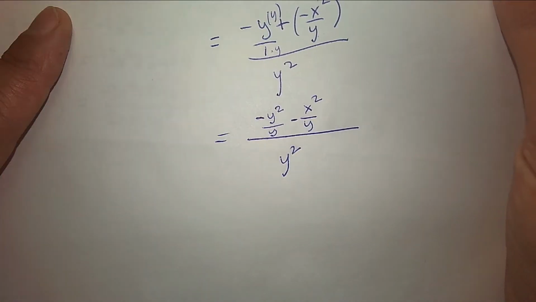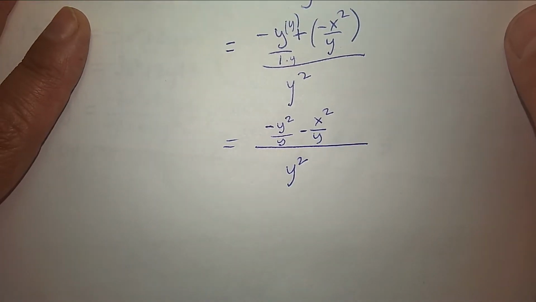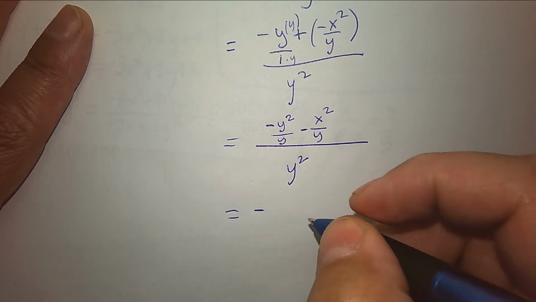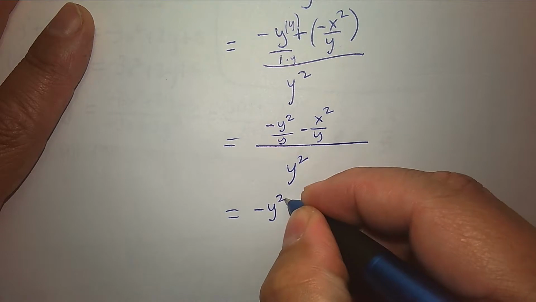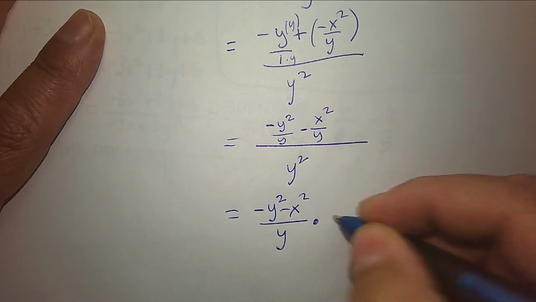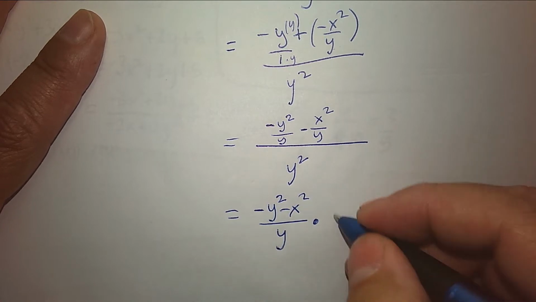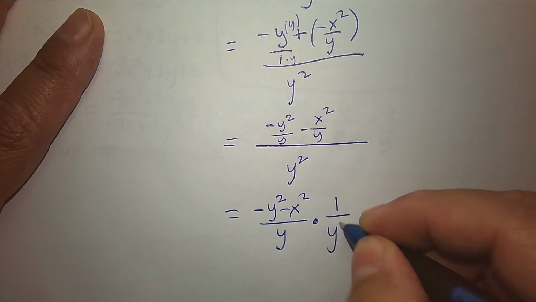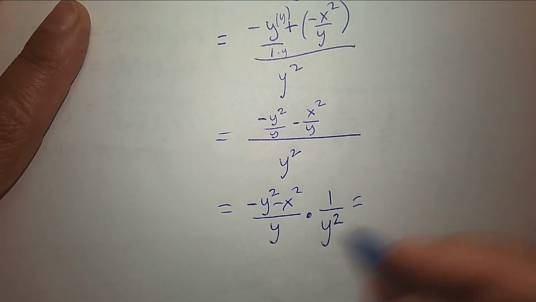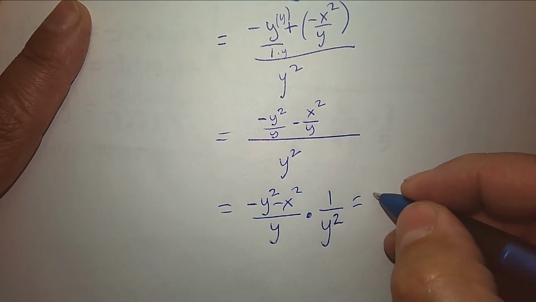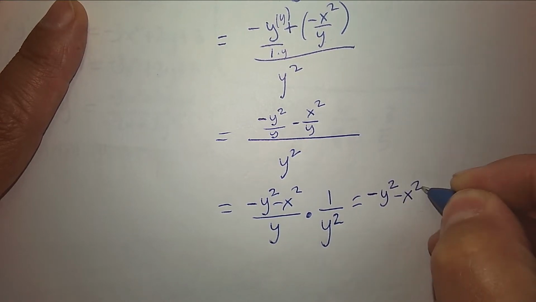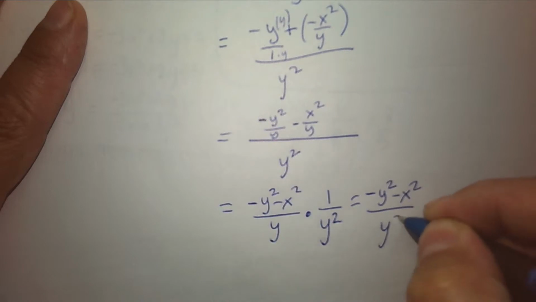When you divide fractions, you multiply times the reciprocal. So we have negative y squared minus x squared over y times the reciprocal, which is 1 over y squared. Multiply the tops and bottoms together, and you get negative y squared minus x squared all over y cubed.